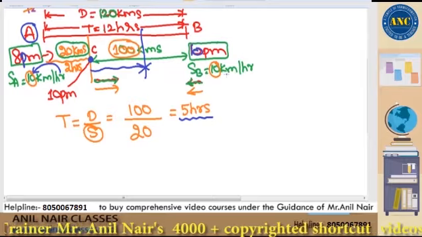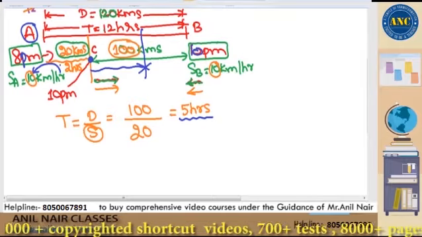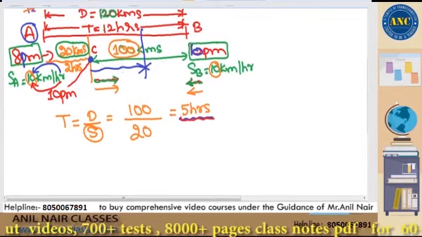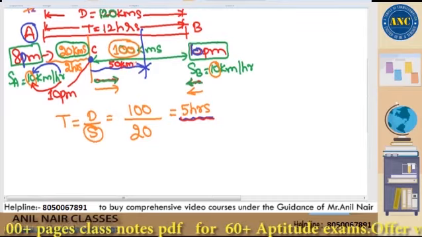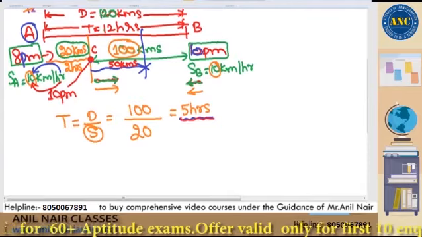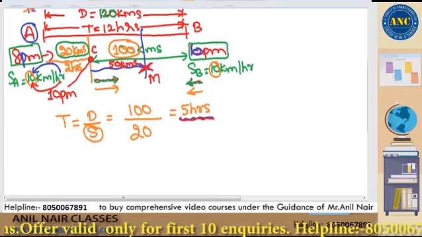They will meet at some point. Which point will they meet? If I take train A, in 1 hour it will cover 10 kilometers, but it will travel for 5 hours. 1 hour, 10; 5 hours, it is 50 kilometers. That means train A will travel for 50 kilometers and it will meet train B. That is the meeting point.